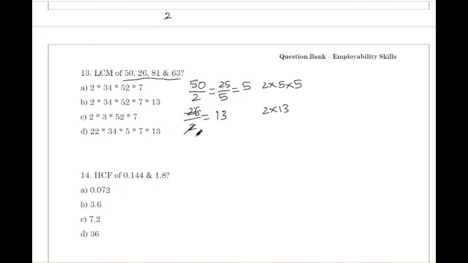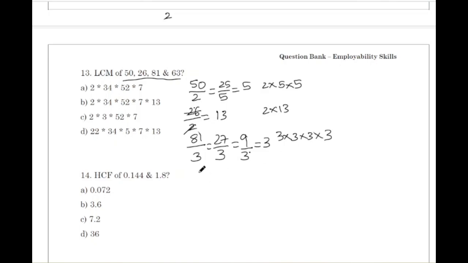And then comes 81. 81 is divisible by 3. 3 into 27. 27 is also divisible by 3. 3 nines are 27. Again, 9 is also divisible by 3. 3 threes are 9. Stop it because 3 is a prime number. So what you have got is 3 into 3 into 3 into 3.